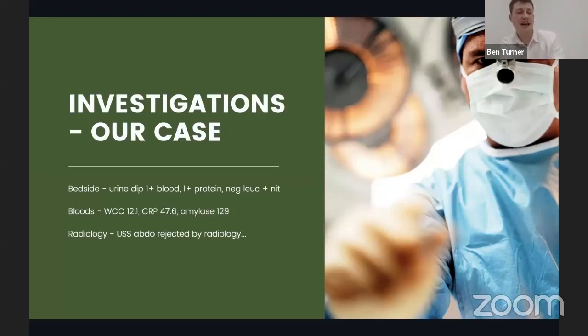So back to our case again. We can see on the bedside test, the urine dip is +1 for blood and +1 for protein for Jason, but it's negative for leukocytes and nitrites. The blood tests, white cell count 12.1, CRP is moderately raised at 47.6, and the amylase is 129, so that non-specific marker of abdominal inflammation that we were talking about, that's slightly up. Radiology have unfortunately rejected the ultrasound abdomen we requested to verify whether or not that appendix was inflamed.